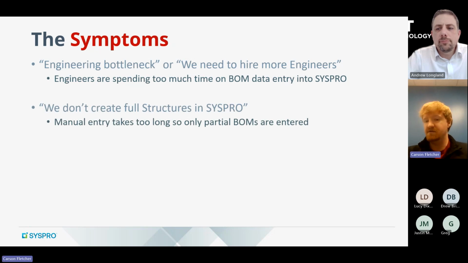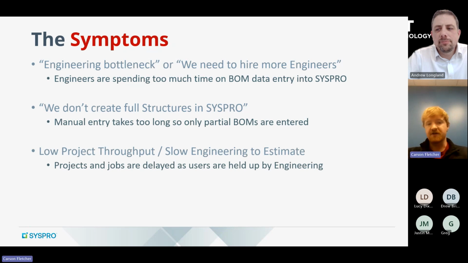Maybe you don't fully use the structures in CISPRO to their full benefit. Maybe you're creating partial structures, or maybe just the top level, and not bothering with all the different sub-assemblies in the model because it takes too long to get all that information in. You say, well, the top level is good enough and we'll figure it out after that. If that sounds familiar, you'll definitely want to look at CADLink. CADLink will get that full structure into CISPRO so that you've got all of the information inside CISPRO so you can fully take advantage of the CISPRO system.